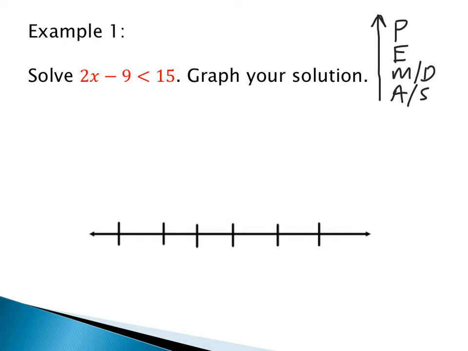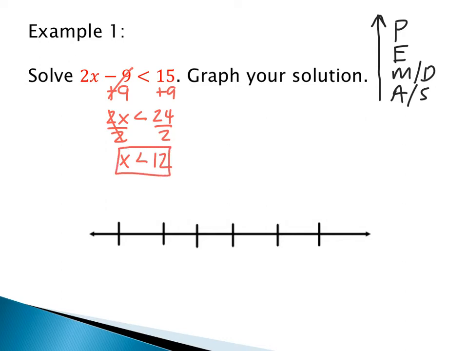So in this case, we're going to start first by going with the minus 9. We're going to add 9 to get rid of it. That's going to cancel out. We're going to have 2x then is less than 15 plus 9 would be 24. And then lastly, divide by 2, because remember 2x means you're multiplying, so I'm going to do the inverse to divide, and that's going to tell me x is less than 12. Okay, so there's my solution.